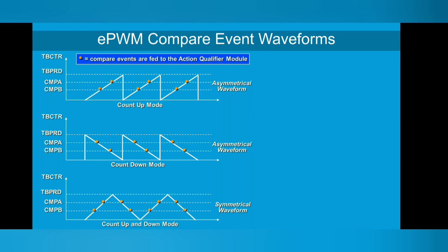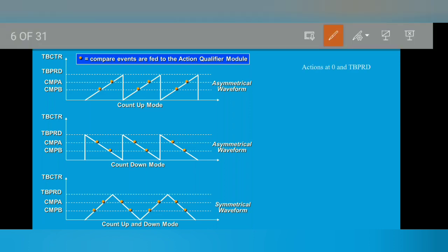In the last lecture we saw that we have different operating modes: count up mode, count down mode, and count up and down mode. If you are using the up and down counting mode, previously we took actions when the time base counter equals 0, when the time base counter equals TBPRD, and similarly for the C phase.